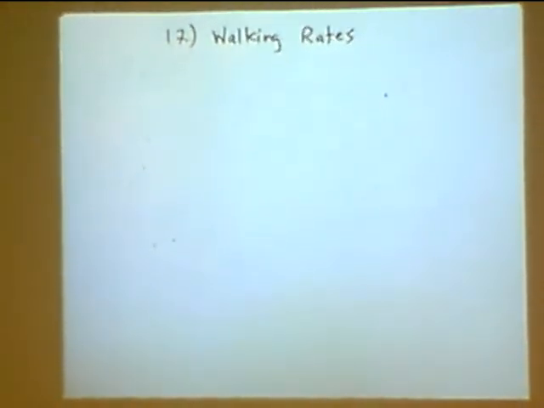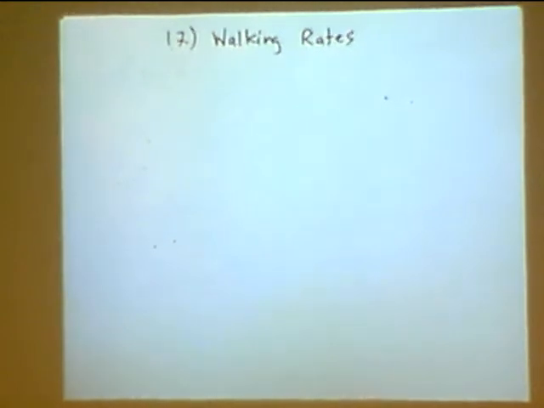Now we want to look at problem number 17, and it's titled Walking Rates. So out of your book, chapter 2, section 2.2, here is problem number 17.